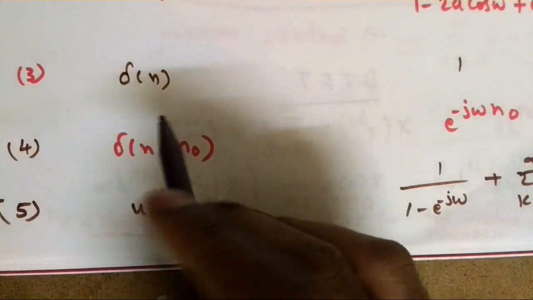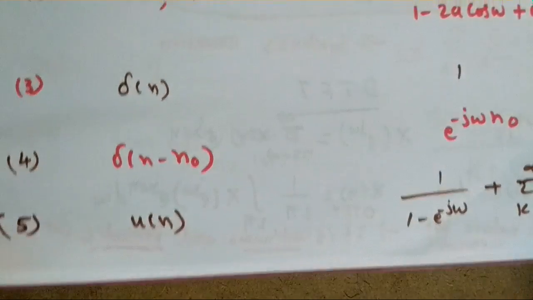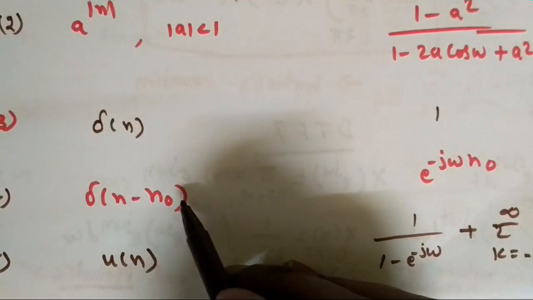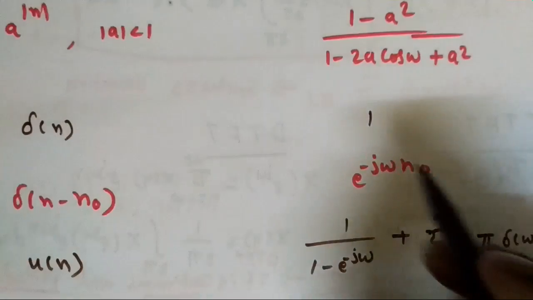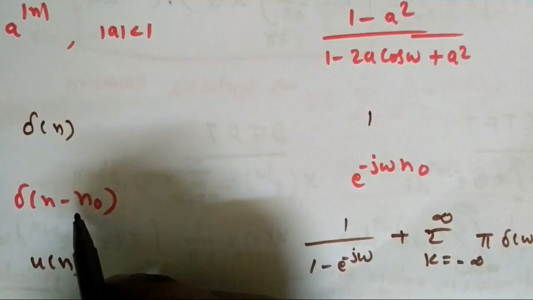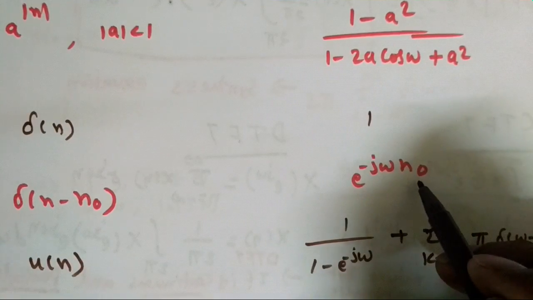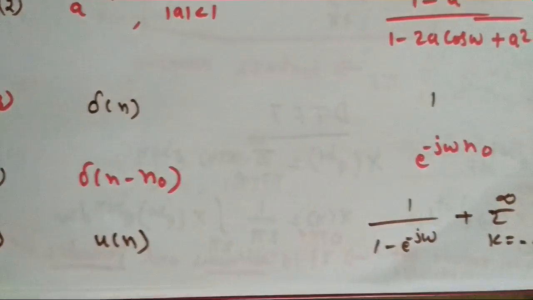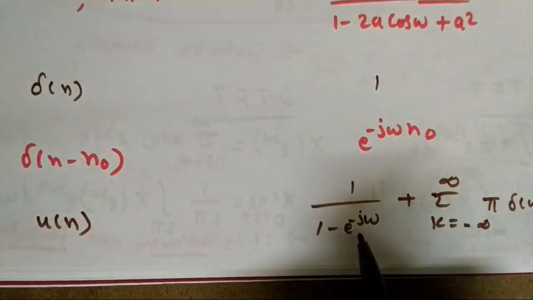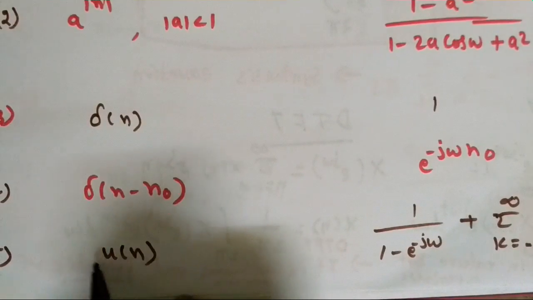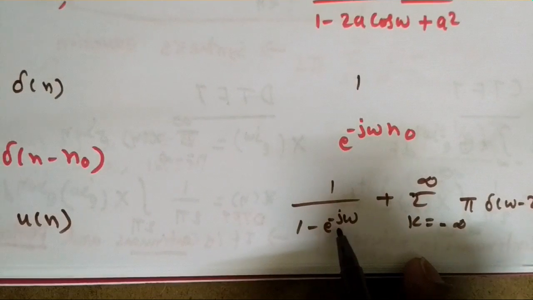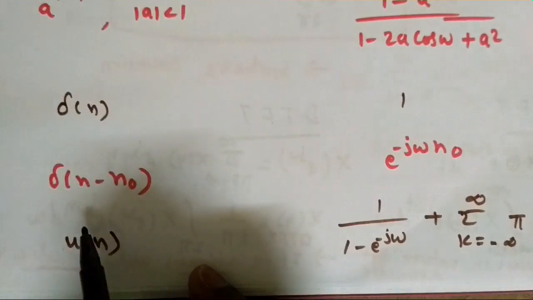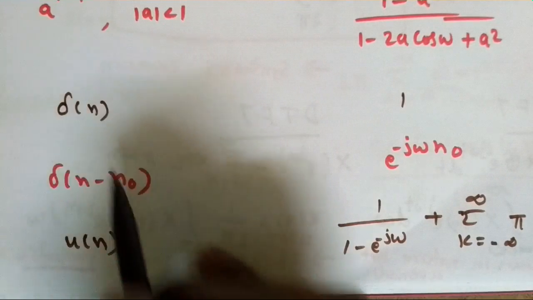Now what is the Fourier transform of the delta function? It is always 1. Similarly, δ[n minus n0] is a time shifting property. Simply δ[n] means 1, and shifting is there, so e^(-jωn0). Similarly, what is the Fourier transform of the unit step sequence? This is 1 by 1 minus e^(-jω), because of a^n u[n] with a equal to 1. Then, if I integrate the delta function, we'll get u[n].